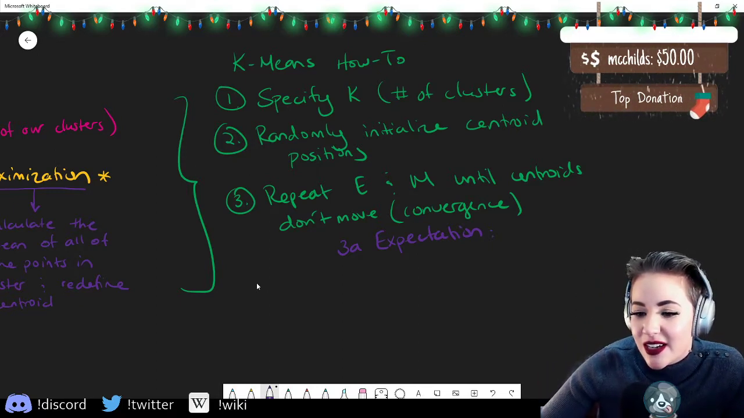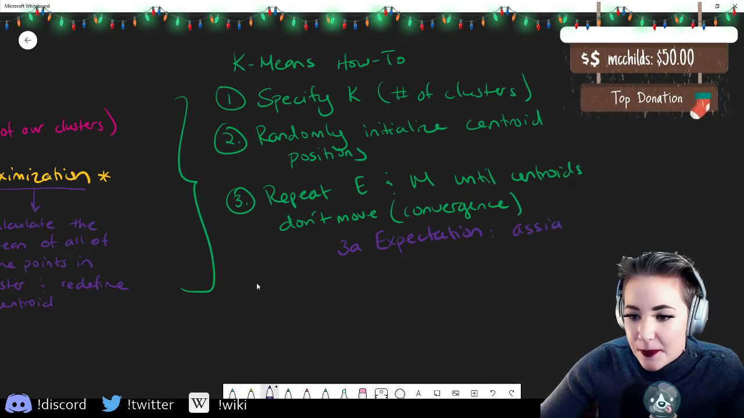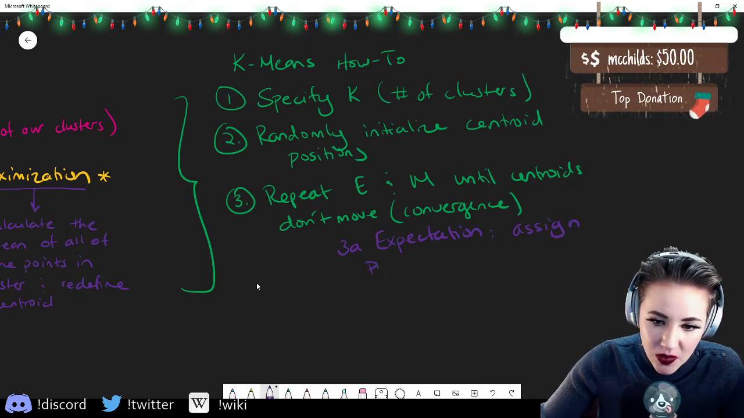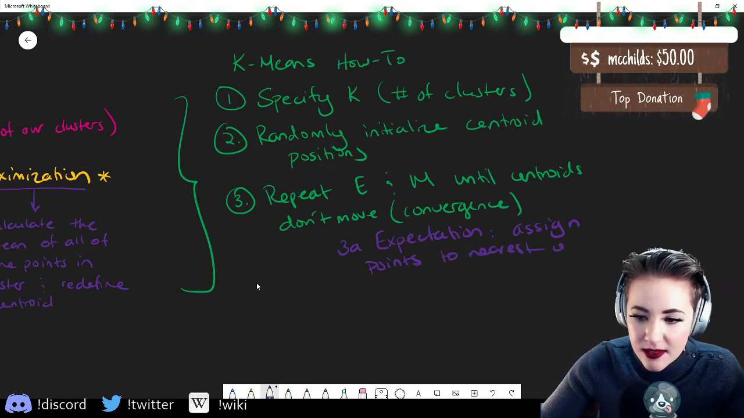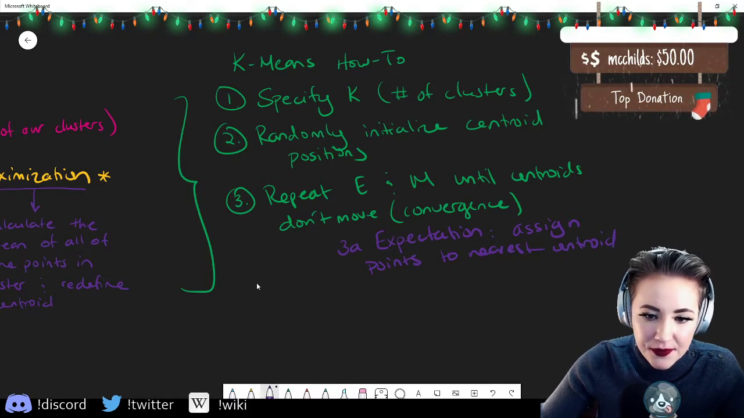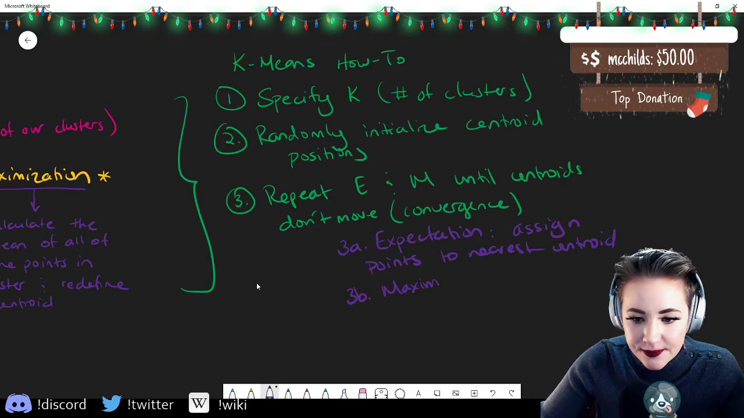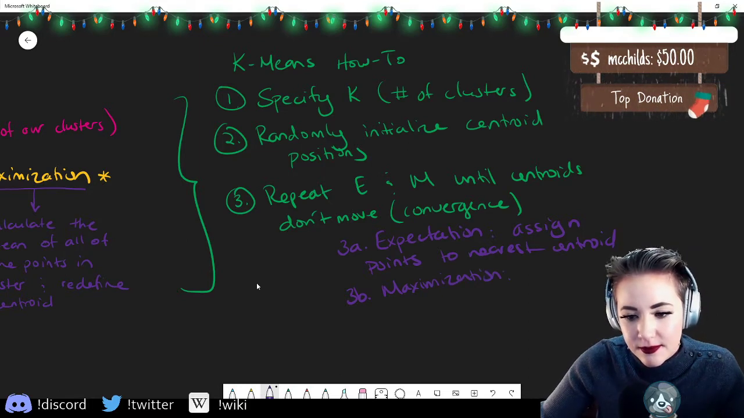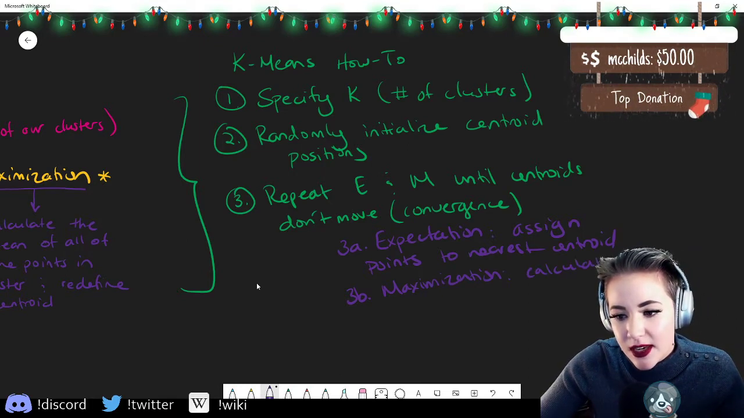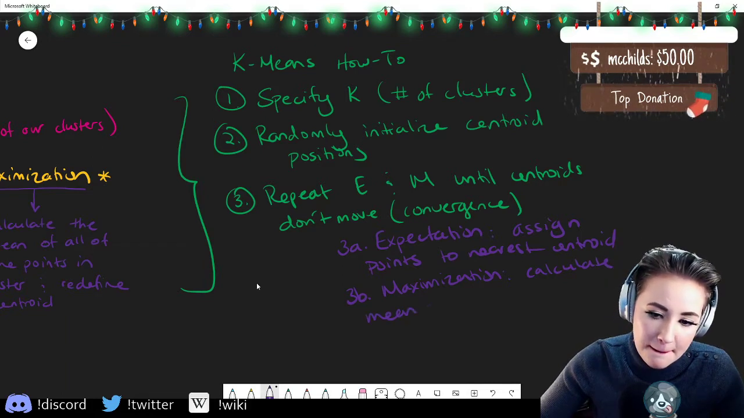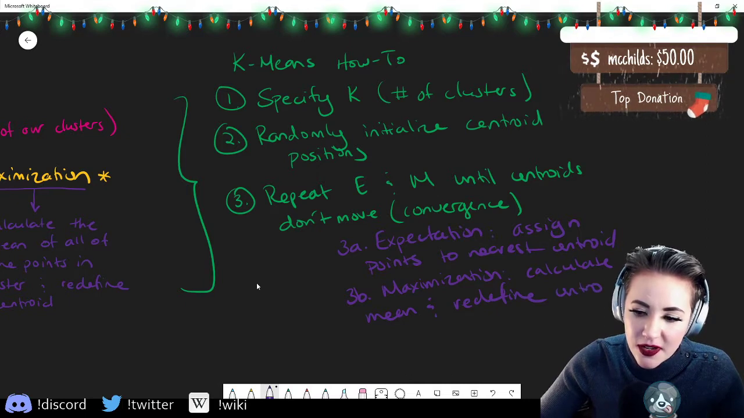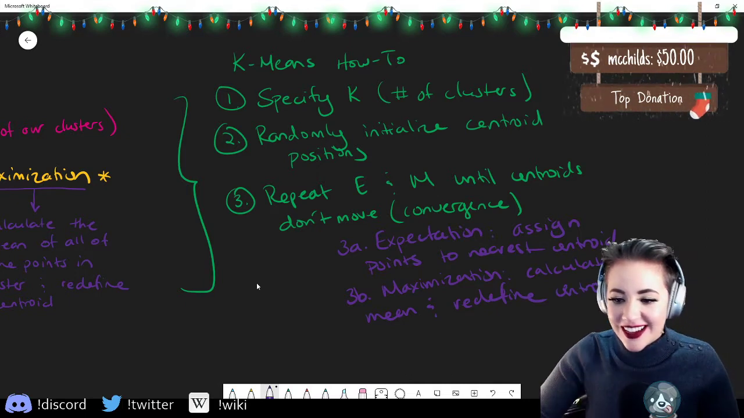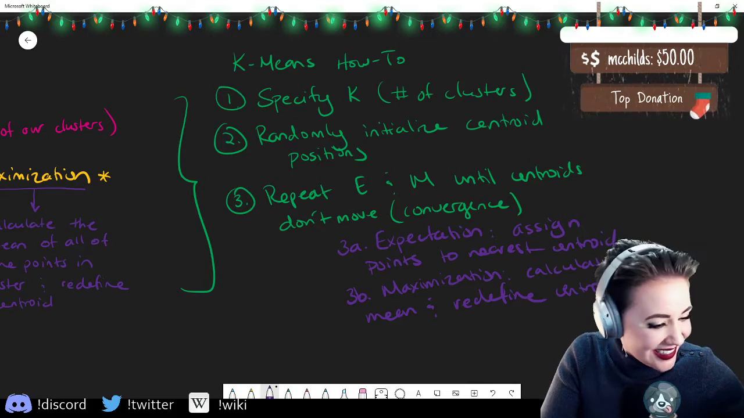All right. Expectation: we assign points to their nearest centroid. And then we maximize. We calculate the mean and redefine the centroid. My hand hurts a little bit, can you tell? My handwriting's getting crappy.